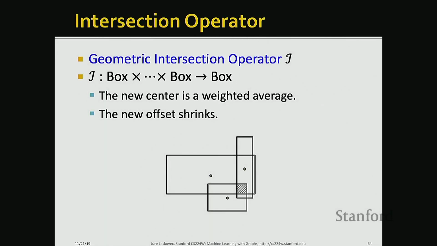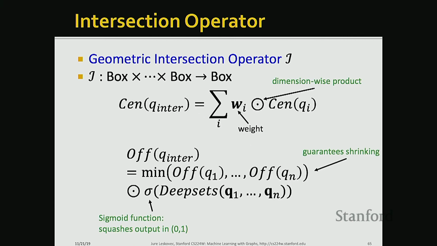And here the difference is the center is a weighted average among all the centers in the set of boxes, and we want our new offset, rather than becoming larger, to shrink, right? Because we're finding the intersection between them. So how do we do that? Again, I put the paper at the end. I will try to give you the intuitions.